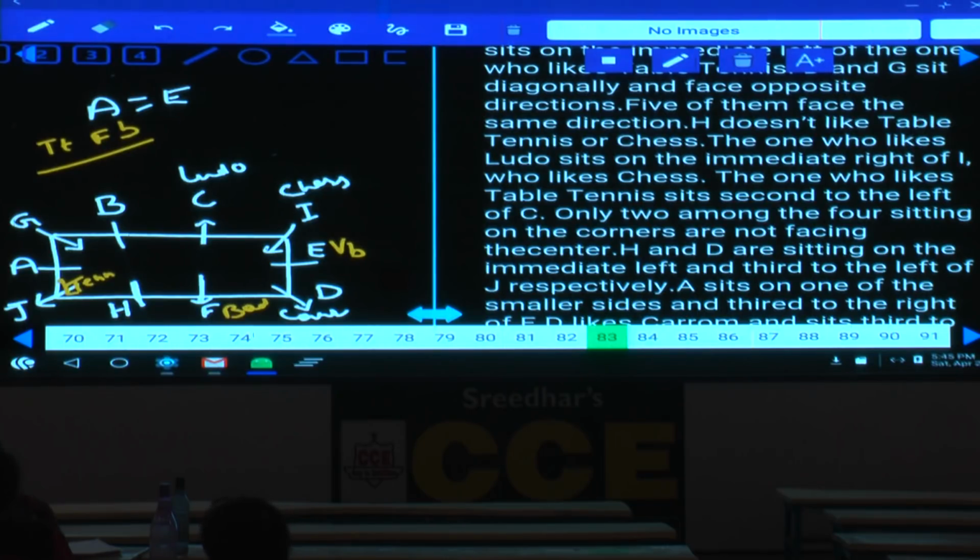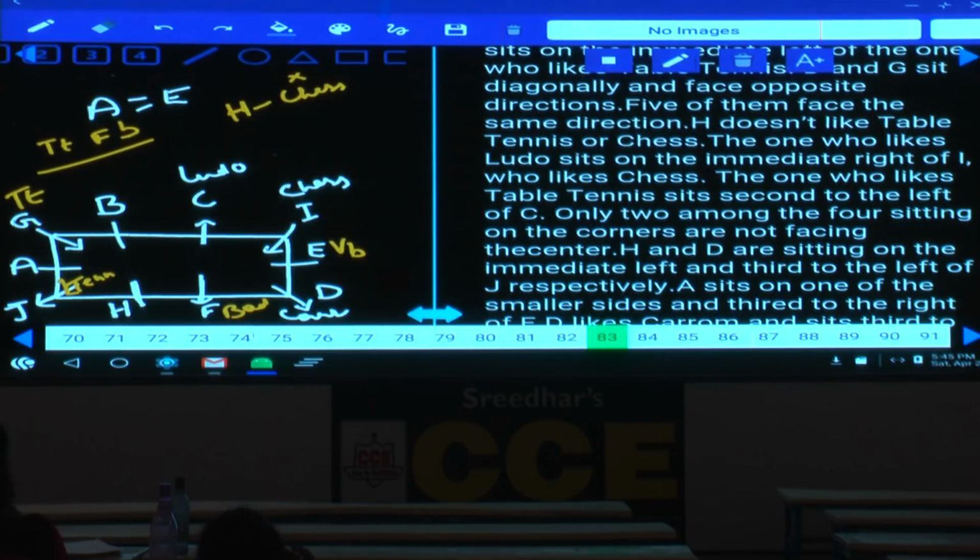H does not like table tennis or chess. Now H does not like table tennis or chess, hence chess is also ruled out for H. The one who likes table tennis sits second to the left of C. This person must be table tennis. If that person is table tennis, then the one who likes table tennis is to the immediate left of whom? The immediate left of football. Then what happened to this football? If football is A, A will be facing towards the center. Or if B likes football, B will be away from the center. As of now, that is intact.